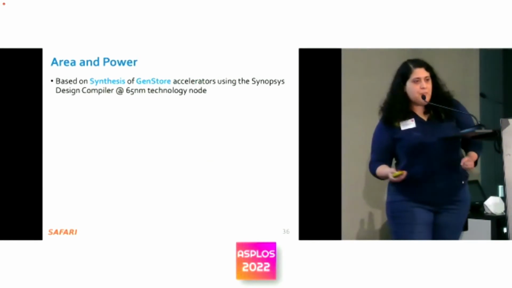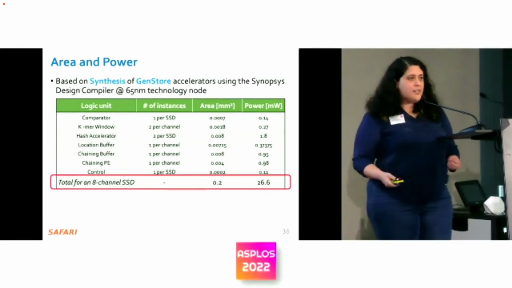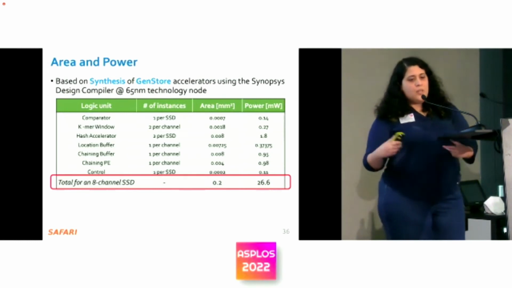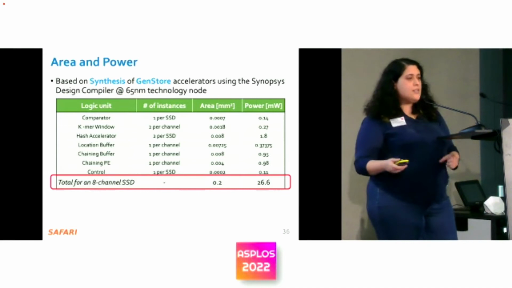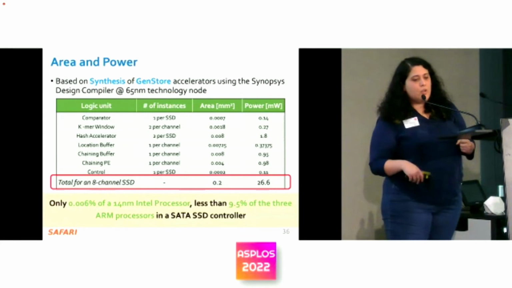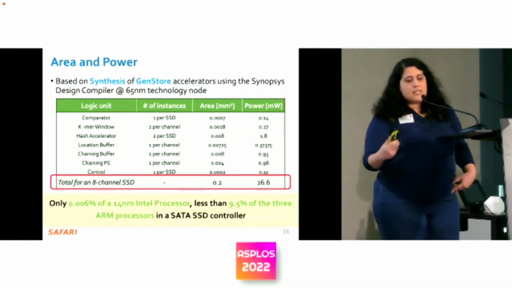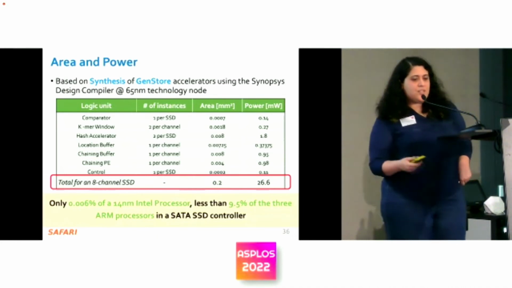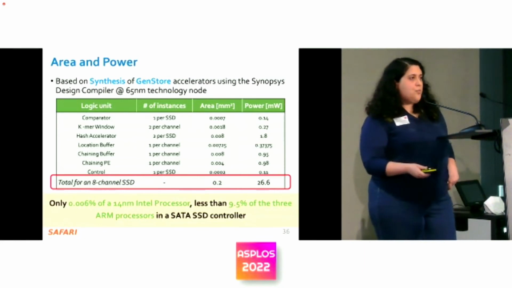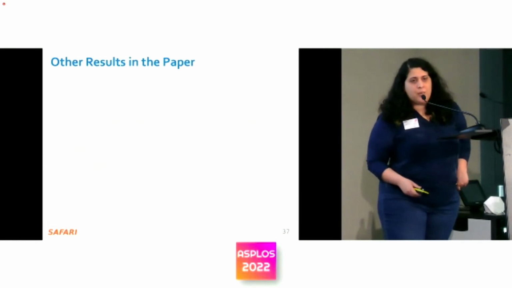So we analyzed the area and power consumption of GenStore by synthesizing it at the 60 nanometer technology node, and observed that for an 8-channel SSD, the area of GenStore is 0.2 square millimeters and 26.6 milliwatts of power consumption. And we scaled down the area to lower technology nodes and compared it to a 14 nanometer Intel processor, and observed that GenStore takes only 0.006% of its area, and compared to the 3 ARM cores used in an SSD controller, it takes less than 9.5% of the area.